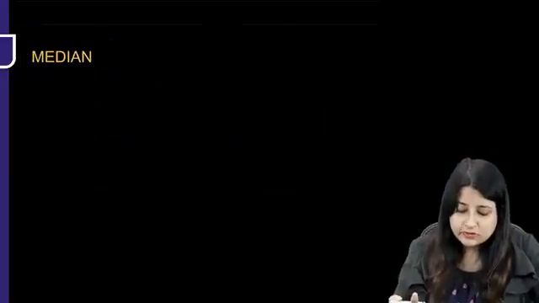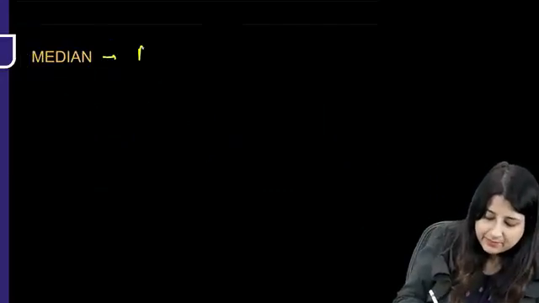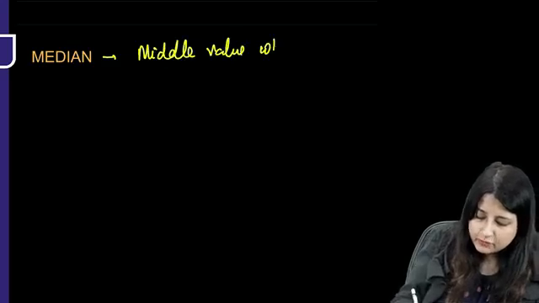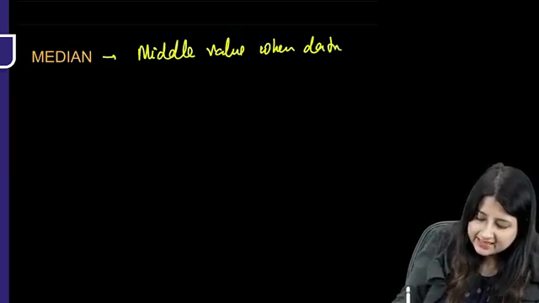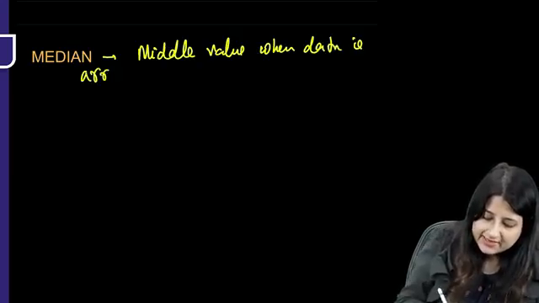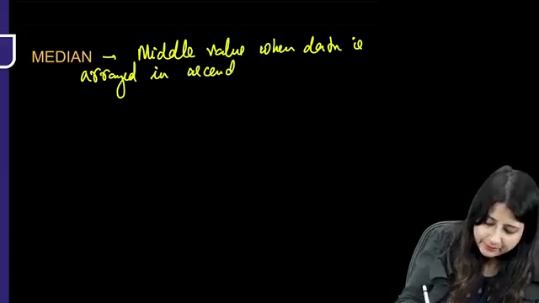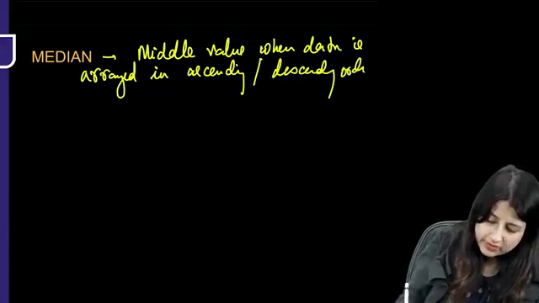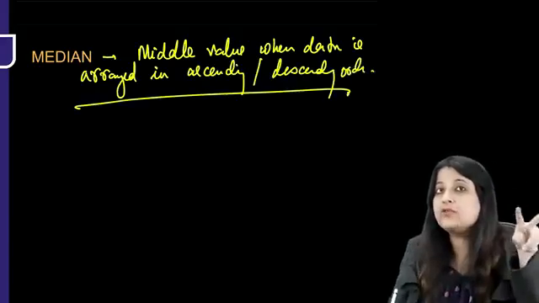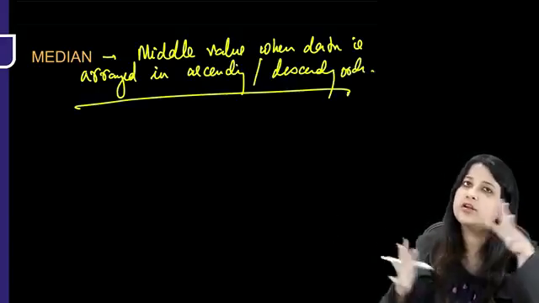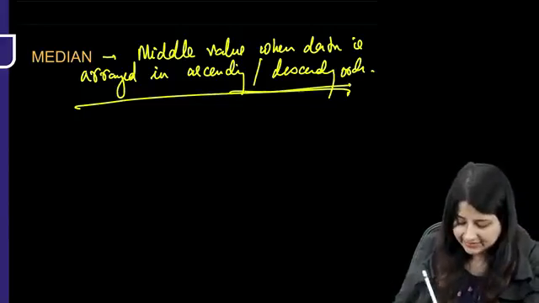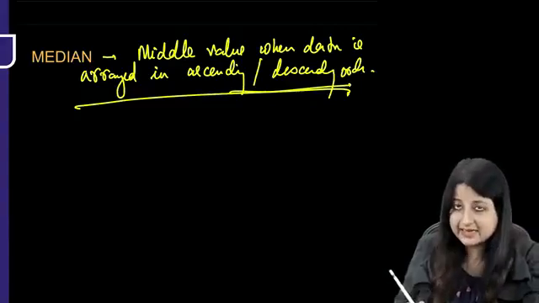Next one, what is median? Please remember, median is the middle value when data is arranged in ascending or descending order. It is the middle value when data is arranged in an ascending order or a descending order. Don't forget to arrange it in an ascending or descending order. Mostly we arrange it in an ascending order.